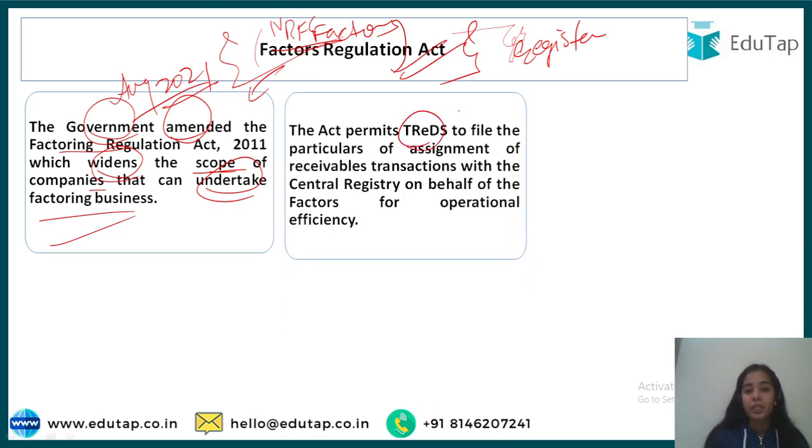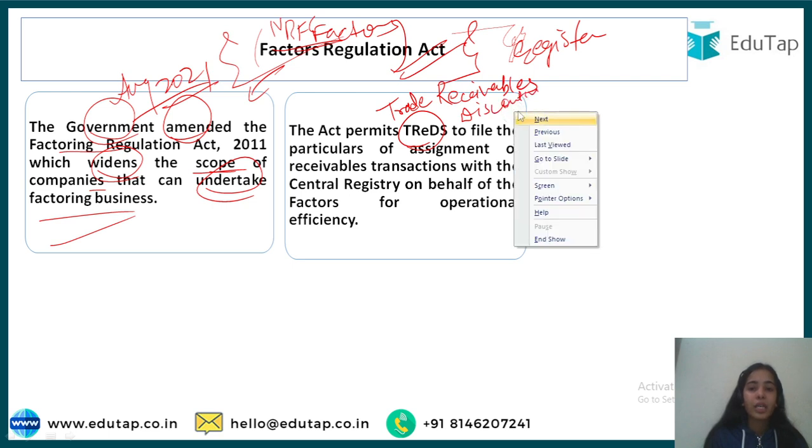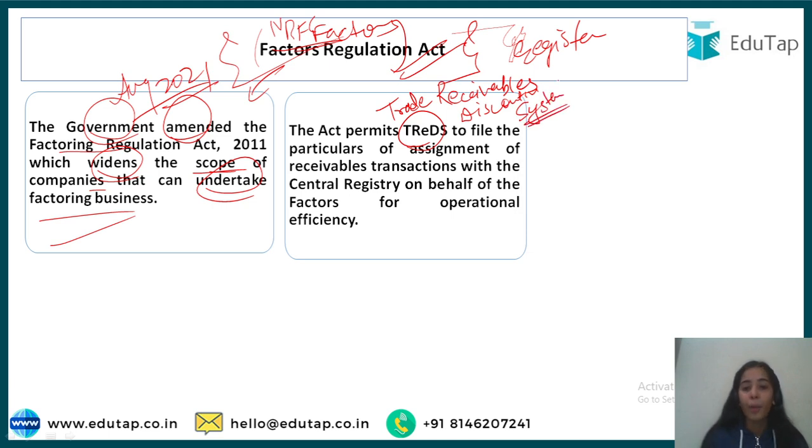The act permits the trade discounting of receivables. The trade of receivables is happening now in a discounting system. So TREDS is the Trade Receivables Discounting System, and this is the online platform provided by the government to file the particulars of the assignment of receivables, that is, how much the bill is of, how much you are paying, and receivable transactions with the central registry. So you are filing your receivables with the central registry on behalf of factors. TREDS is doing it for operational efficiency.